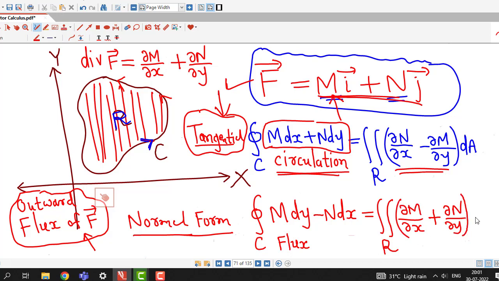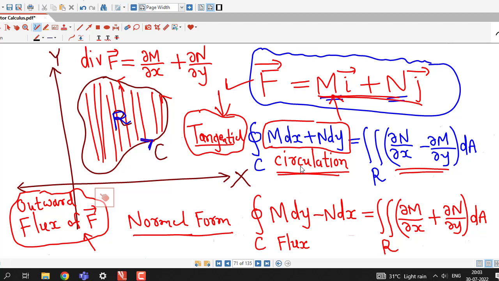double integral with respect to dA, that is either dx dy or dy dx. That will be clear from the given problem, where we have to decide which form to use, either dx dy or dy dx.